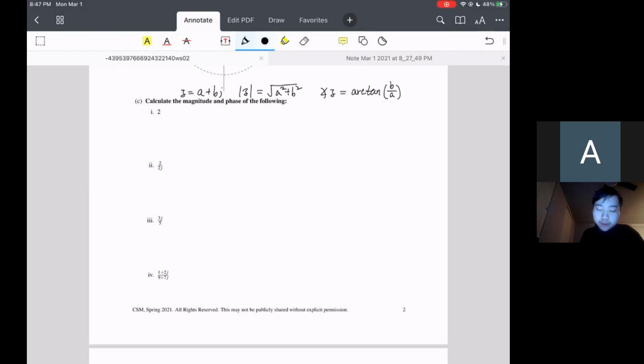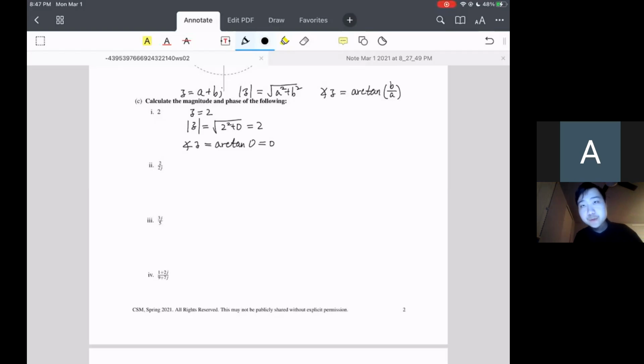So for this first part, we are trying to calculate the magnitude and the phase of the number 2. Okay, so we notice that, let's say z equals 2, the norm of z is actually equal to the square root of 2 squared plus 0, which is then 2, and the angle or the phase of the complex number would just be arctangent of 0, because b is 0, it doesn't have an imaginary part. Arctangent of 0 is still 0. And so that concludes our solution for part 1.